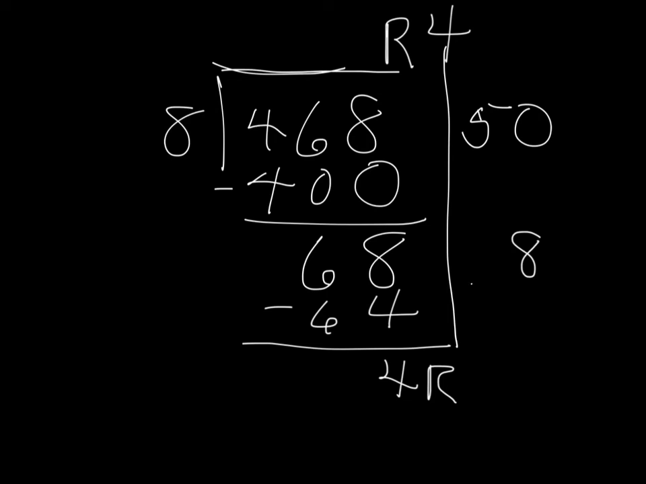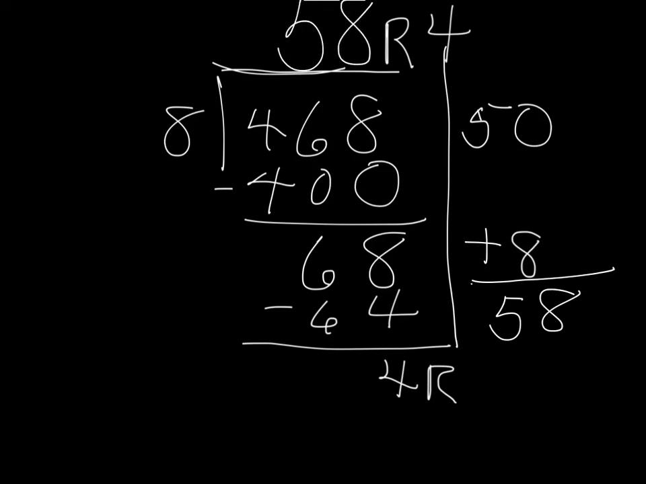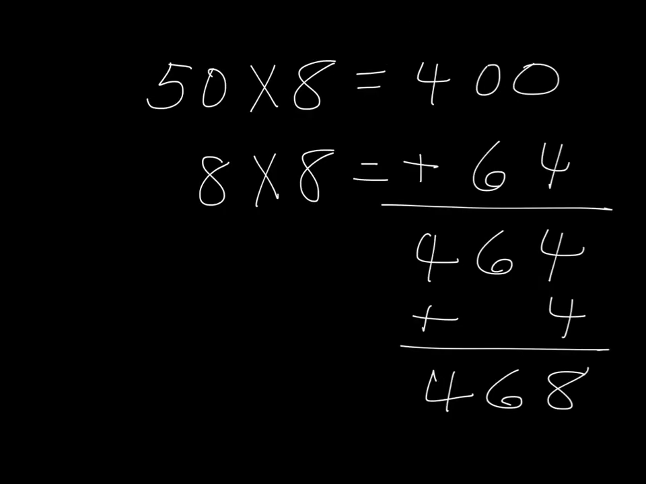The next thing that we do to get the final answer is to actually add 50 plus 8. And this is our answer, and so we write it in the quotient at the top of the bracket. Now, to check if you've done the entire step, let me show you that. We'll go to the next slide to show that.